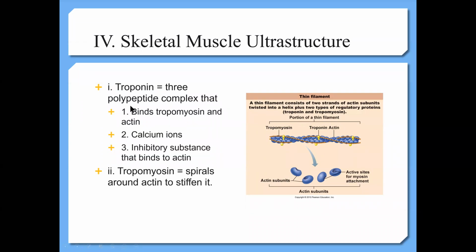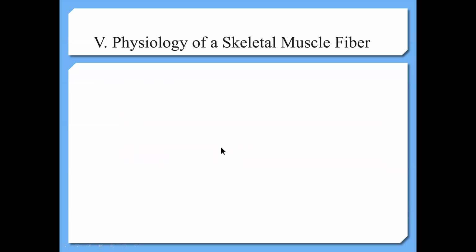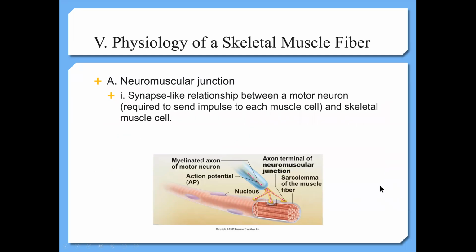Troponin is a three-polypeptide complex that binds tropomyosin and actin, and requires calcium ions and an inhibitory substance that binds to the actin. The tropomyosin spirals around the actin to stiffen it. For the troponin, just remember that it's the one that holds the tropomyosin in place, and it's the one that's going to interact with the calcium and the ATP to be able to expose the binding sites.